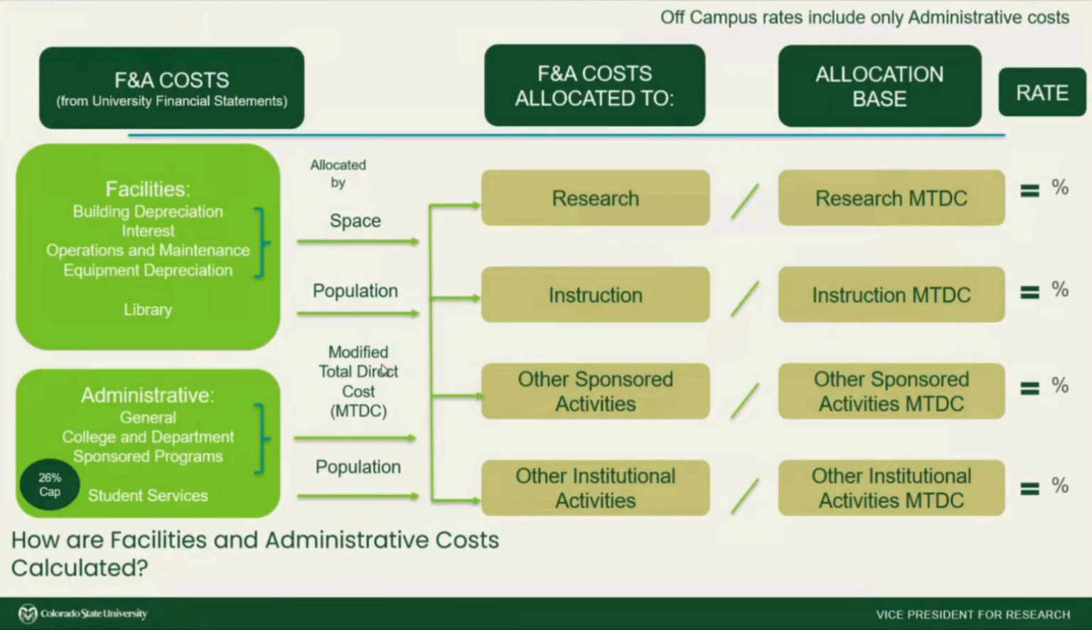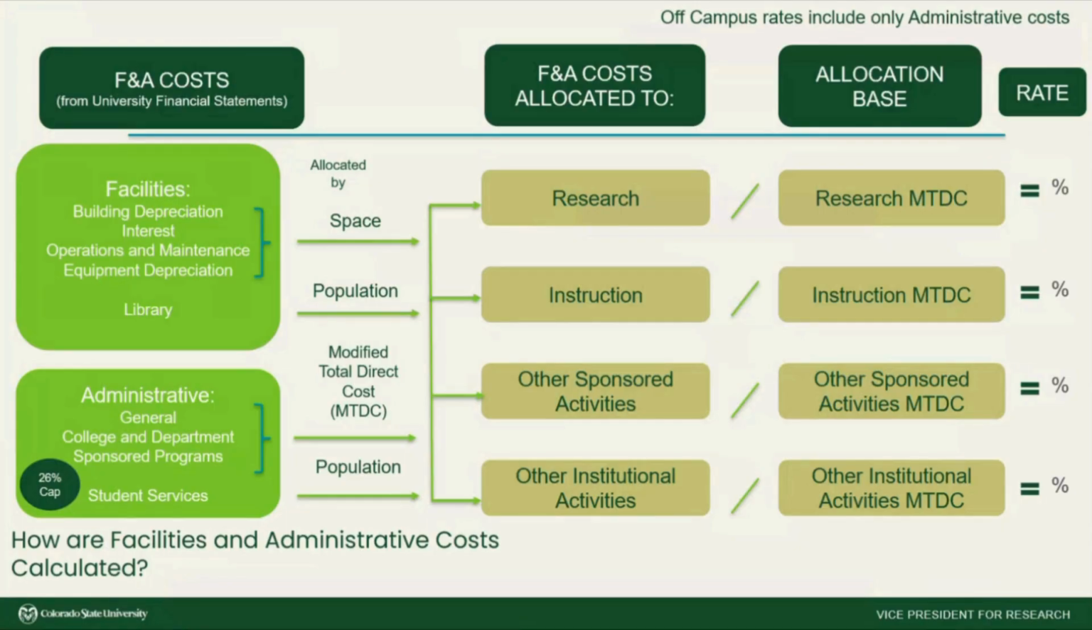Here is a complicated graphic, speaking of complications, of how the indirect cost gets calculated. On the far left-hand side, you'll see all the F&A costs, and these are the costs that we get from the financial statements. We break them down into the 2 different big pools, facilities and administrative costs, and then we allocate them to the functions of the university. So when we say we calculate an indirect cost rate, we're actually calculating 4 indirect cost rates.